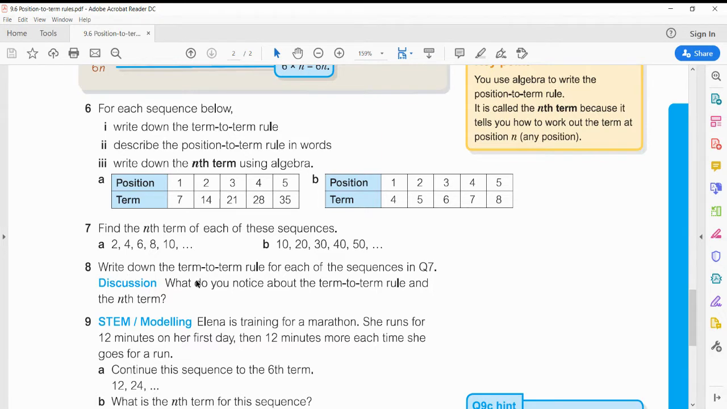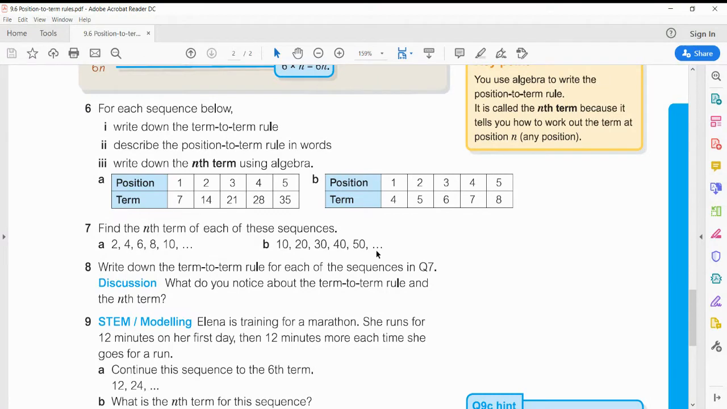Number 8, discussion. We've got to come up with the term-to-term rule for each of these. So that's going to be plus 2. This one's going to be plus 10. What do you notice between them? Like I said, plus 2 means 2n for my sequence. Plus 10 means 10n for my sequence.